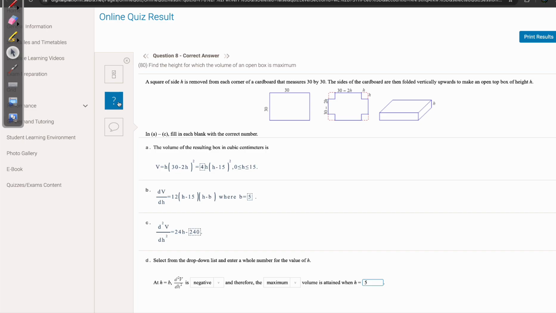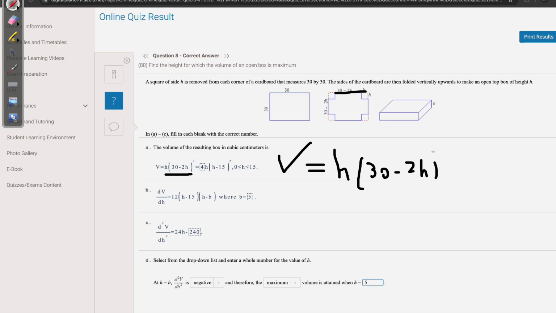A square of side H is removed from each corner of a cardboard box measured 30 by 30 sides. We already did this in the first few questions. Okay. So, we have volume is equal to, as we said, the height will be what's taken away. So, height times the side times side, like 30 minus 2h times 30 minus 2h, which is 30 minus 2h squared.